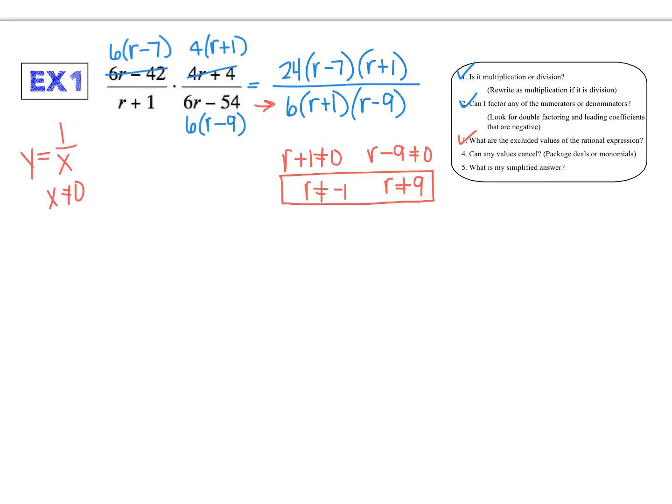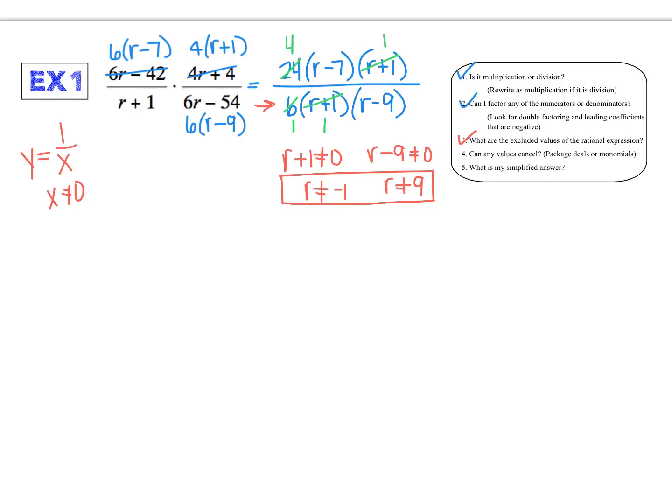So then can I cancel anything? I can cancel monomials with monomials, and I can cancel binomials with binomials, but I cannot cancel monomials with binomials. So I'm going to start with 6 and 24, my two loose numbers at the front. 6 can go into both of those. 6 goes into 6 one time, and 6 goes into 24 4 times. For r minus 7, there has to be an r minus 7 in the denominator for it to cancel, so there isn't, but there is an r plus 1 and an r plus 1. So when they cancel, it's like 4 over 4 becomes 1, r plus 1 over r plus 1 becomes 1.